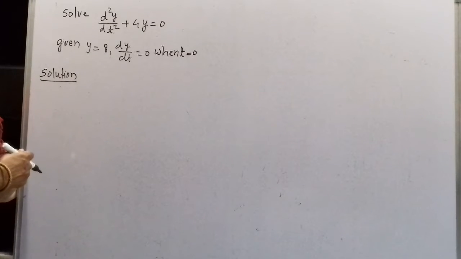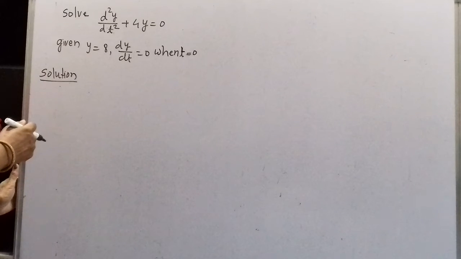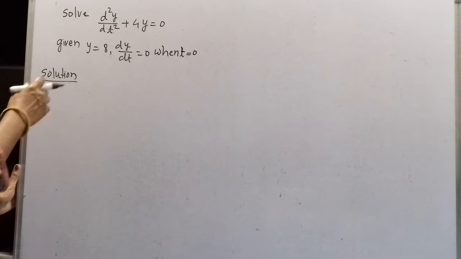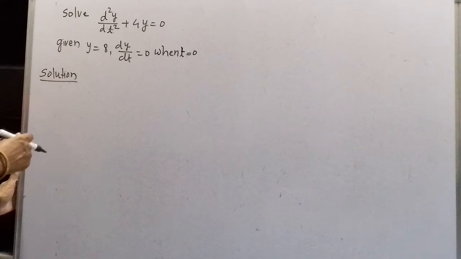The equation is the differential equation d²y/dt² + 4y = 0 with given conditions. We have to solve this equation using the matrix method.